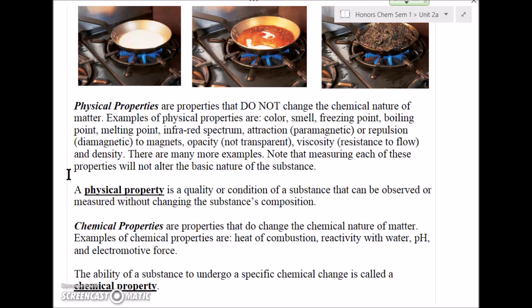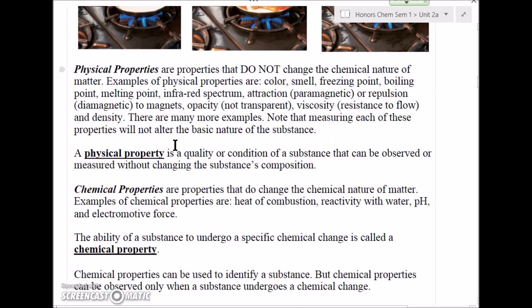I can look at it and say, that one's gold, that one's silver. Why? Because the physical property of color doesn't change regardless of how much we have. So physical properties help us identify what it is that we're looking at. A physical property is a quality or condition of the substance that can be observed without changing the substance's composition. So if you heat it up or cool it down, it still should look the same. Now, it might not be in the same state, but its composition is the same.